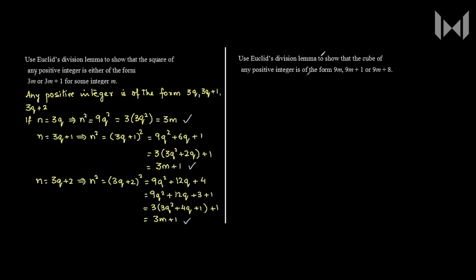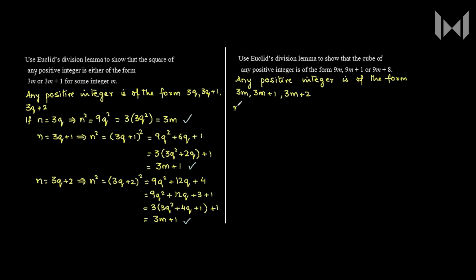Okay, now let's talk about the second one. Use Euclid's division lemma to show that the cube of any positive integer is of the form 9m, 9m plus 1 or 9m plus 8. So let's begin by taking any positive integer n of the form 3q, 3q plus 1 and 3q plus 2.